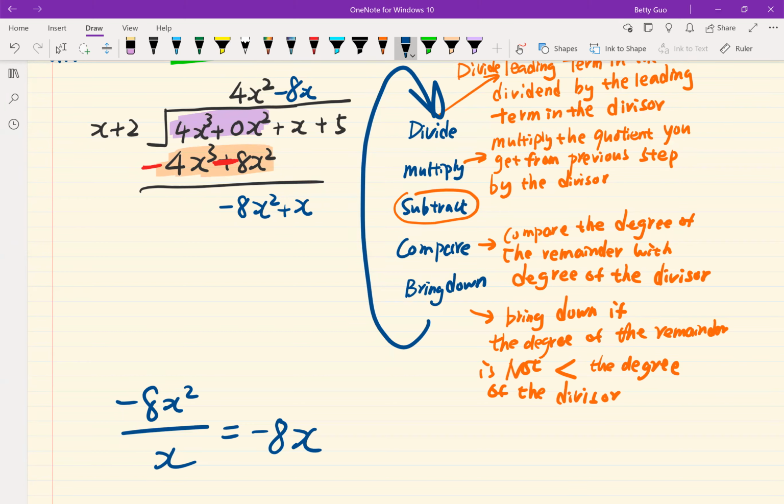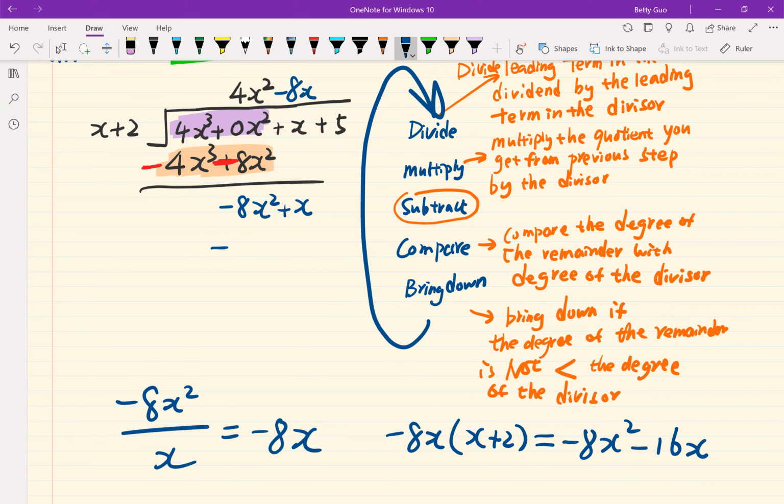Second step, multiply. Multiply what by what? Multiply the quotient you just got, negative 8x, by the divisor, which is x plus 2. Can you tell me what's the product? Very good, perfect. We put it down right below the dividend, the dividend of the second round: negative 8x squared minus 16x.